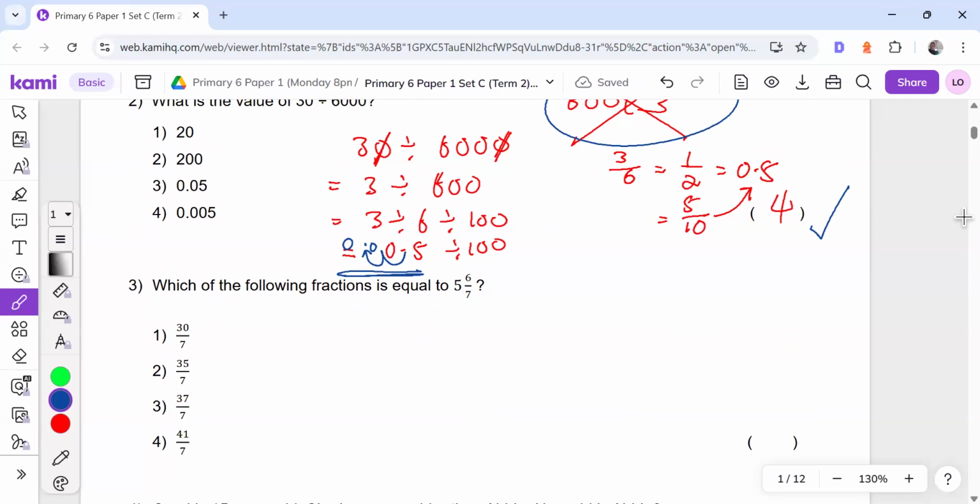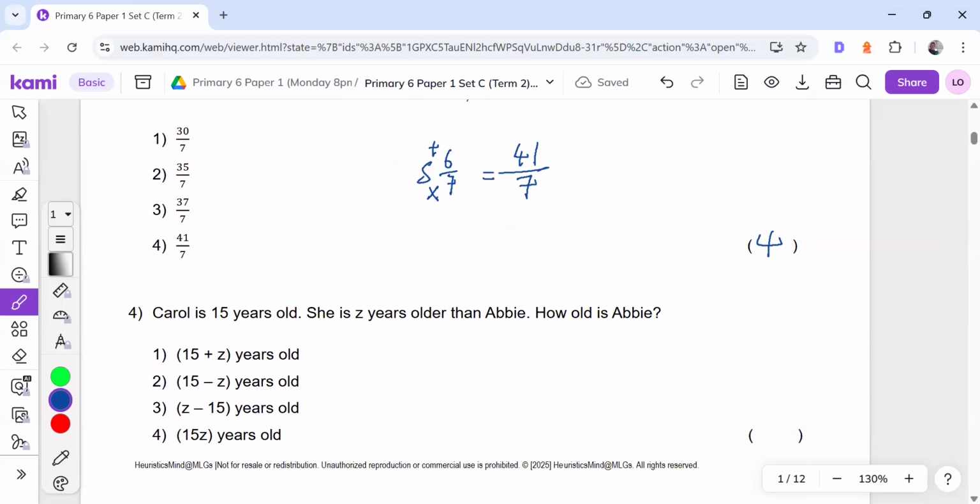Okay, question number 3, the answer is number 4. And you must know how to change the mixed number into an improper fraction, times, and then later plus. So 5 times 7, 35. 35 plus 6 will be 41 over 7. Okay, this one everyone should get the answer correct. Okay, so you may want next one, question 4.